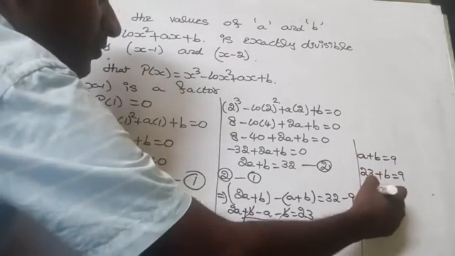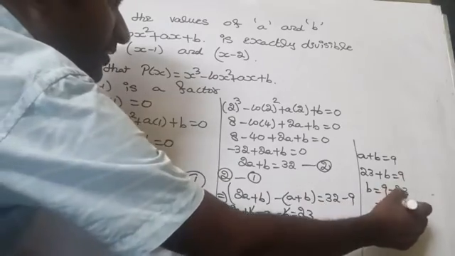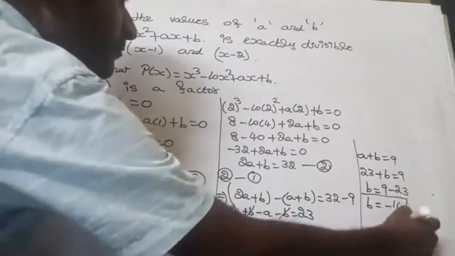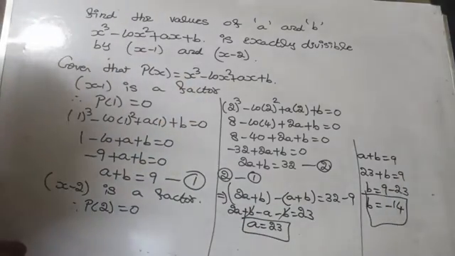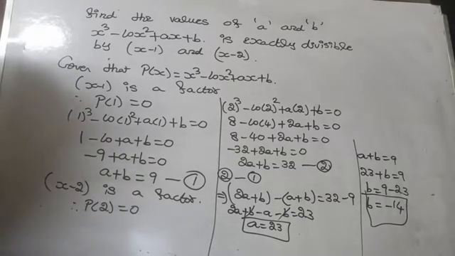Then b equals 9 minus 23, which is equal to how much? Minus 14. Therefore the value of a is 23 and the value of b is minus 14. Am I right? Yes. The value of a is 23 and the value of b is minus 14. Shall we move to the next question then?